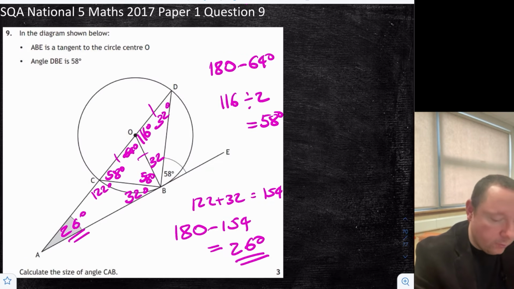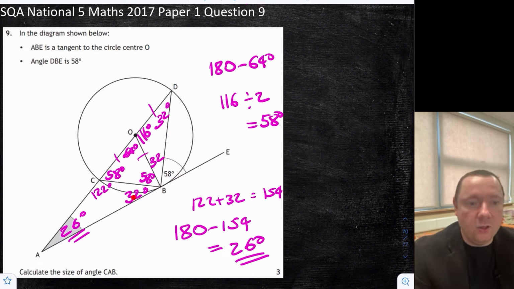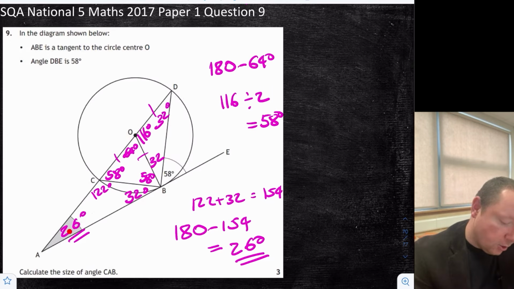Now obviously there's more than one way you could do this question, but you're getting your marks for 32 here, back down here you're getting a mark for 32, and then a mark for your final answer using standard rules as you go.